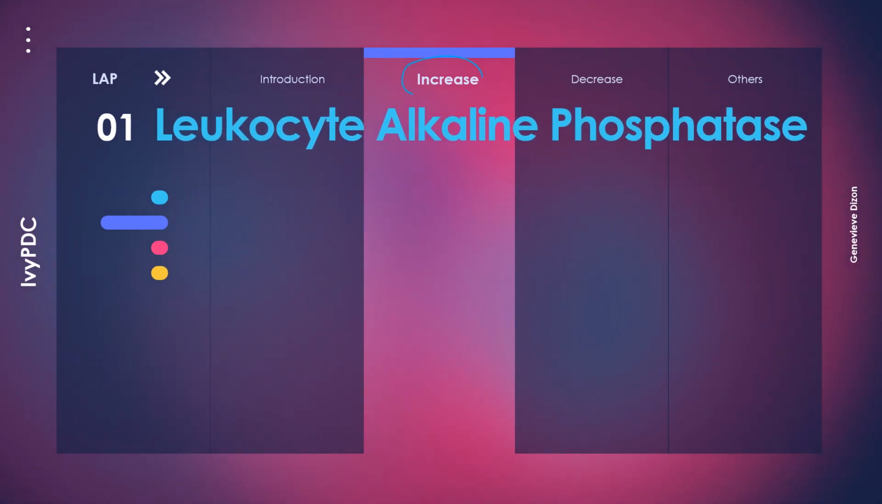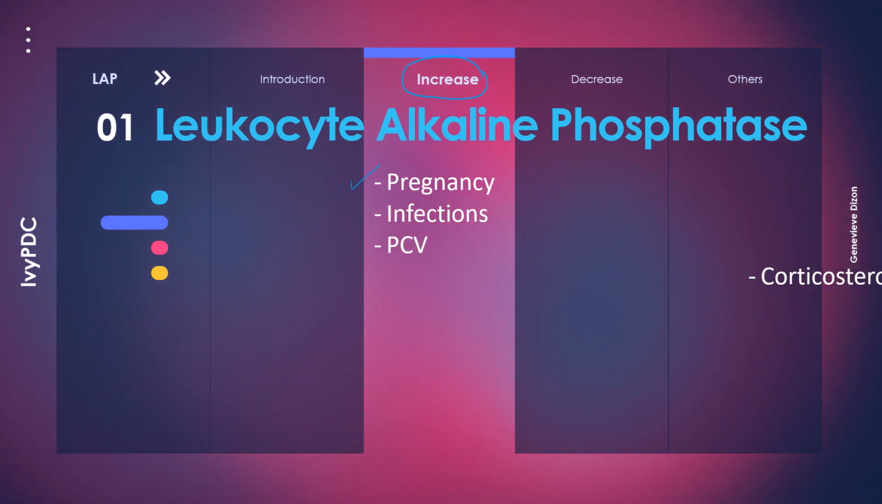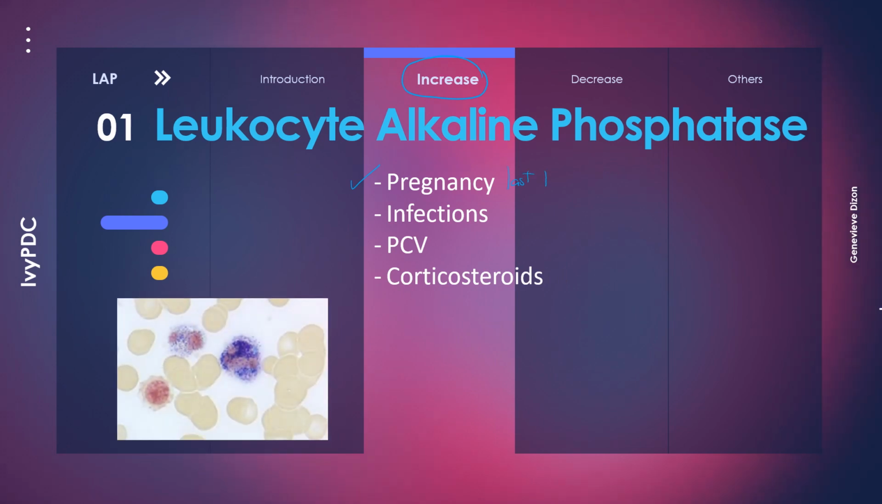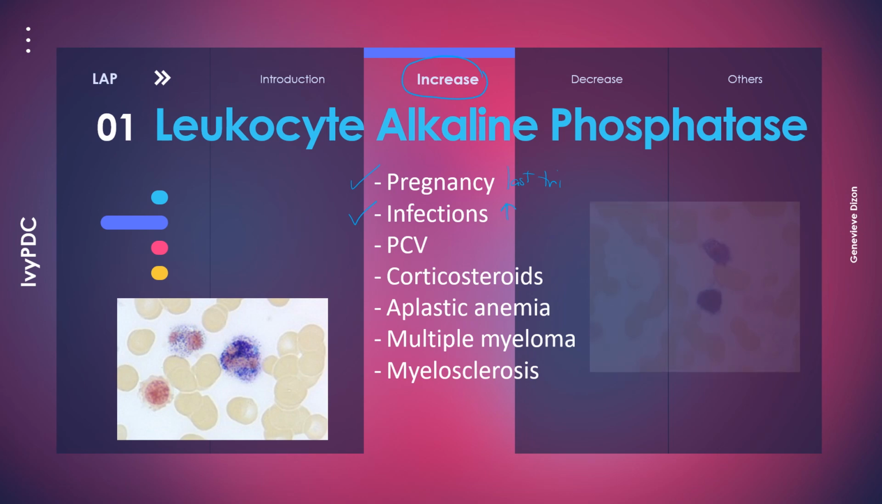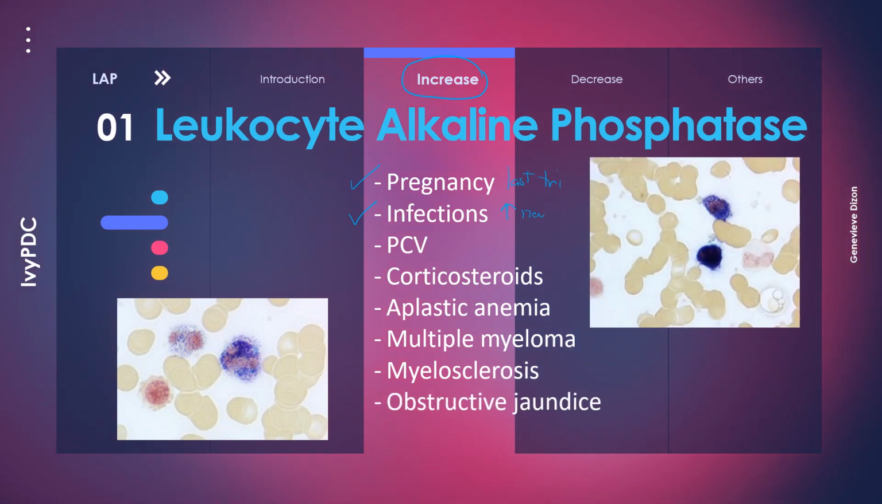Different conditions can give an increase of leukocyte alkaline phosphatase. Some of these increased values are found during pregnancy, usually during the last trimester. Also in infections where there is neutrophilia or an increase in neutrophils, people with polycythemia vera, people taking corticosteroids, patients with aplastic anemia, multiple myeloma, myelosclerosis, obstructive jaundice, and as mentioned earlier, Leukemoid reaction.